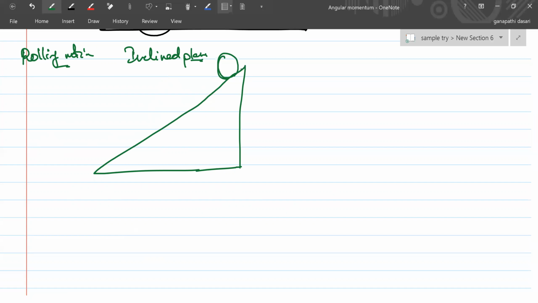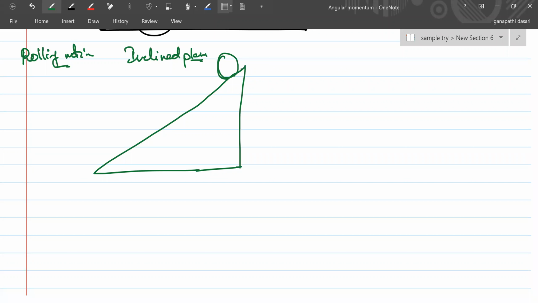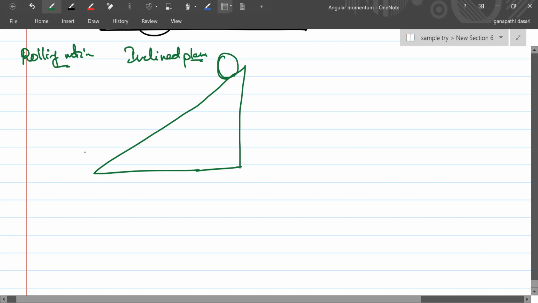Mostly in BITSAT or NEET, medical entrance exams, or many other engineering exams, the question will be asked mostly like this. Rather than exact values, they'll ask you comparisons. Comparisons means a solid cylinder, a hollow cylinder, a ring, which will actually reach the bottommost point first. They are all released at the same point on the same inclined plane.